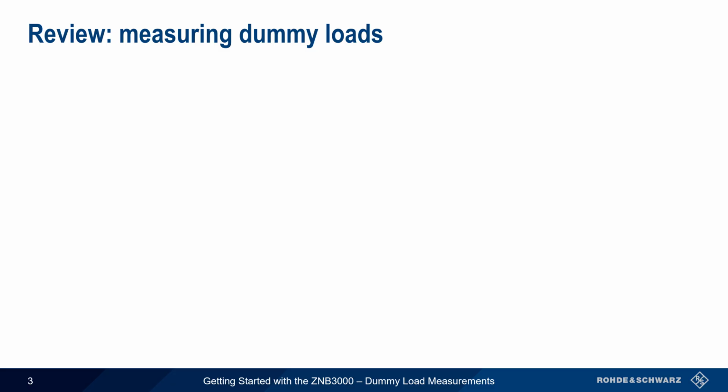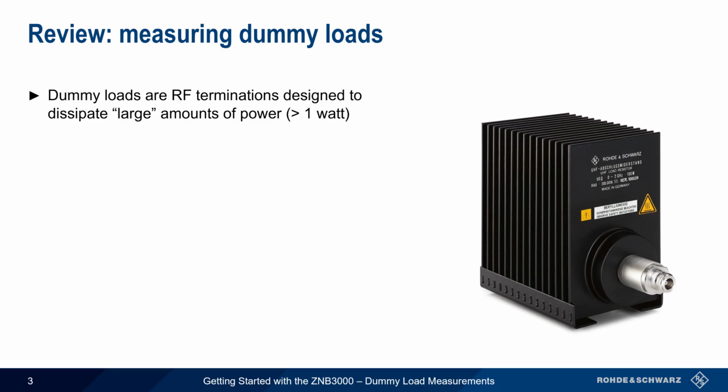Let's briefly review dummy loads and how they're measured. A dummy load is a special type of RF termination that's designed to dissipate large amounts of RF power. By large, we mean powers of more than about plus 30 dBm or 1 watt. The power handling capability of dummy loads varies, and these loads are rated for continuous use and/or for intermittent use, that is, X watts for Y minutes.